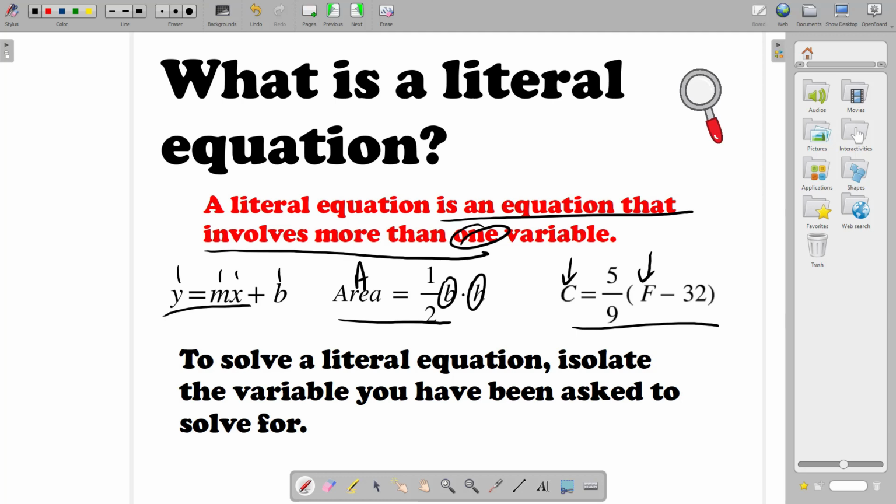In order to solve a literal equation, we have to isolate the variable that you've been asked to solve for. So in these equations, you may be asked to solve for X, or to solve for H, or to solve for F. Have to get that variable by itself alone on one side of the equal sign and everything else on the other side.